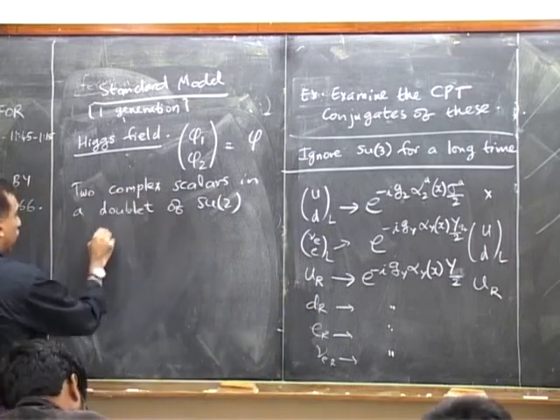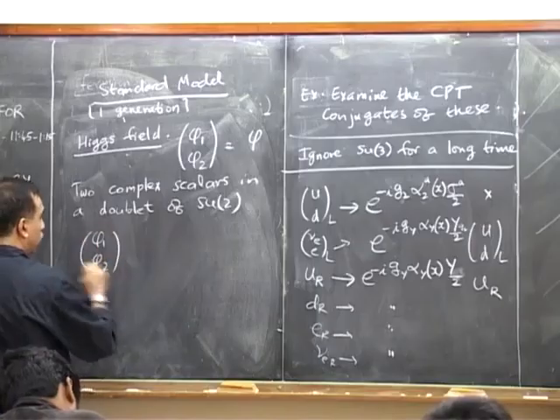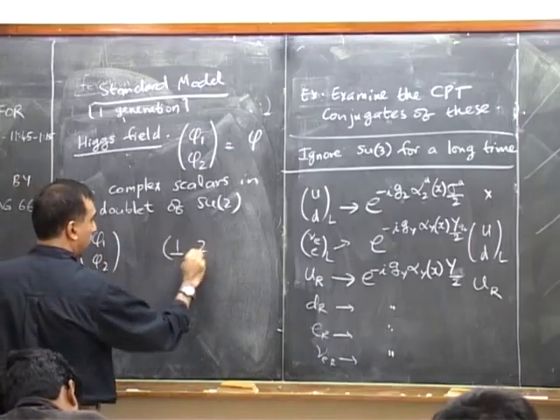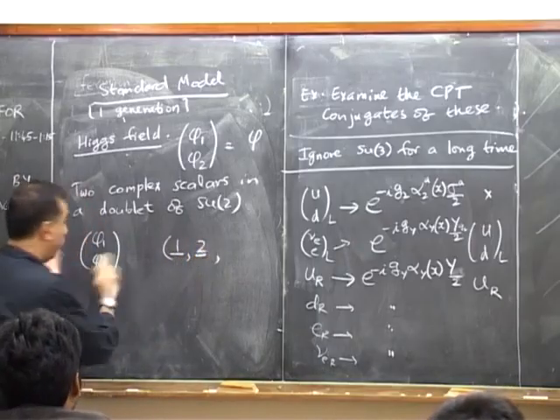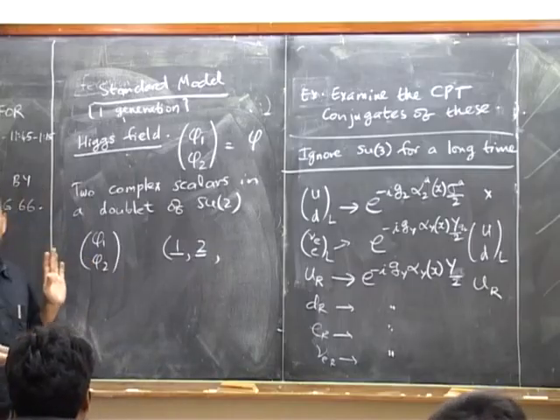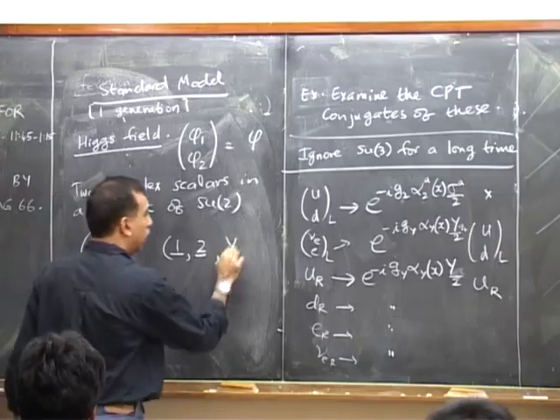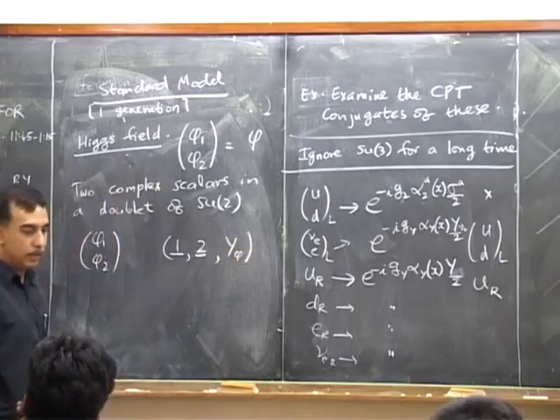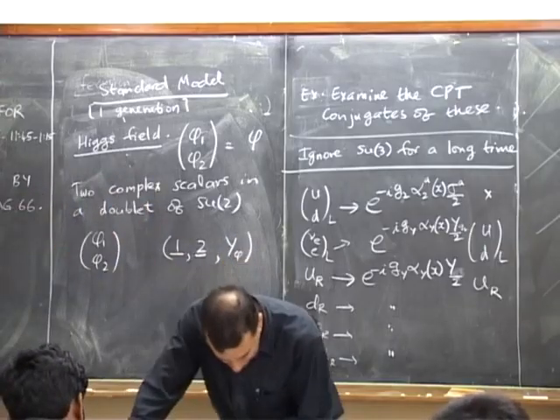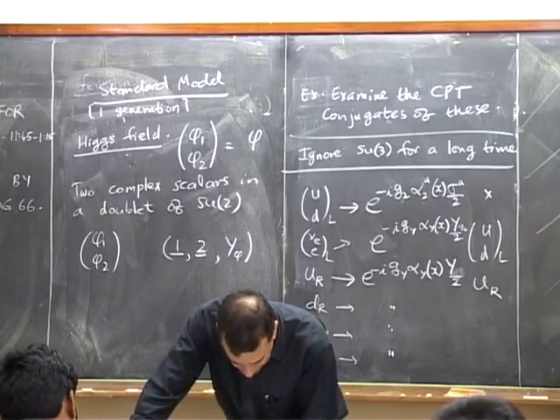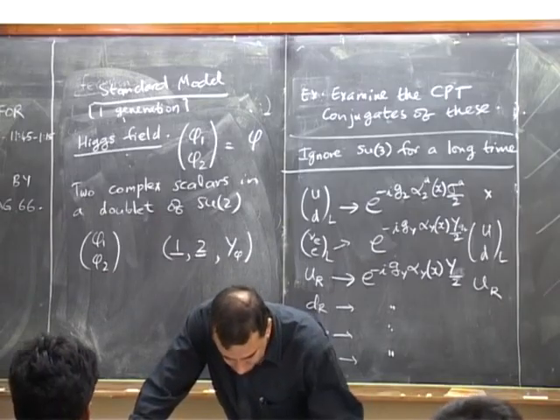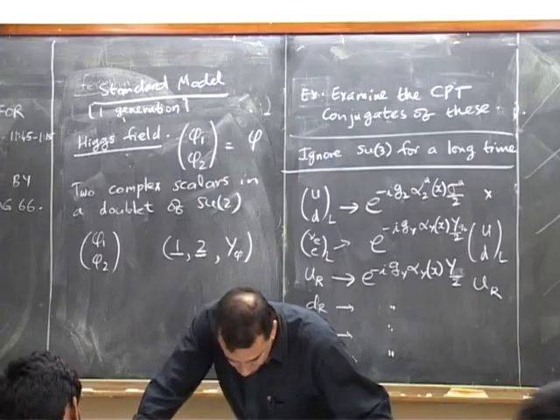However, it can have a hypercharge. So therefore, the assignment of phi1, phi2 is 1 under strong interactions, 2 under SU2. There's no left and right handed in a scalar particle, so we can't give them different quantum numbers under SU2. And finally a Y of the Higgs, which, like every other Y that we've encountered so far, we'll leave unfixed for the moment.